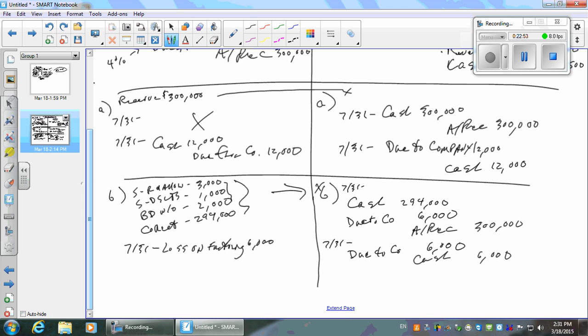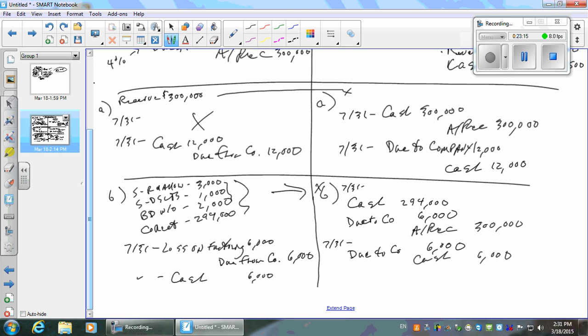Receivable from factor, or the due from factor, due from company. That'd be the first thing. Although you might not find out about it until they only send you 6,000, right? So what's the second one when you find out about the 6,000? Debit cash 6,000 and credit the other due from company.